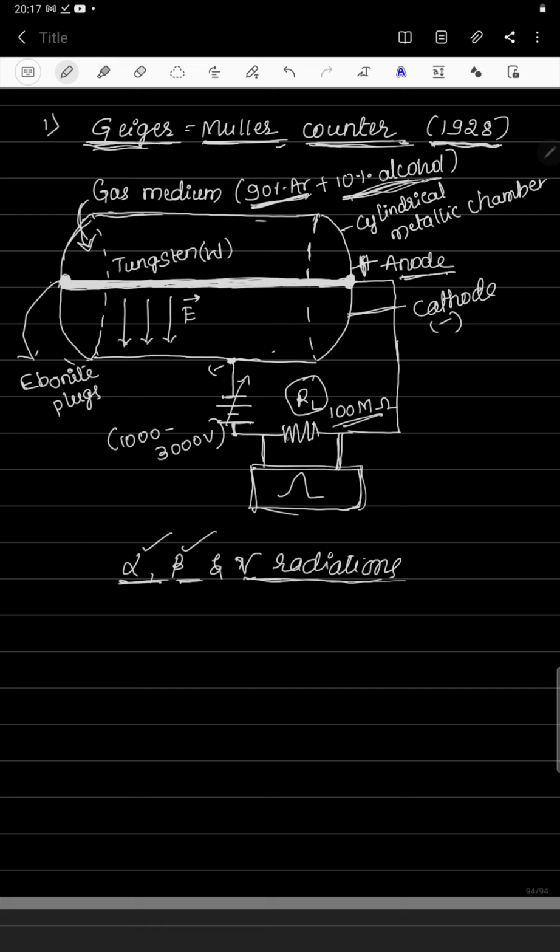And in between, we have the load resistance, which is of 100 mega ohm. A very high resistance will be there. So there occurs a potential drop across this resistor, and that potential drop we connect to the counting system, where we count the pulses. This is the counting system.